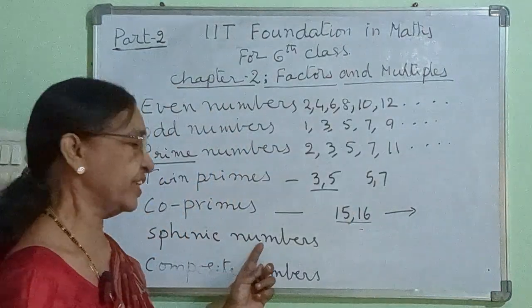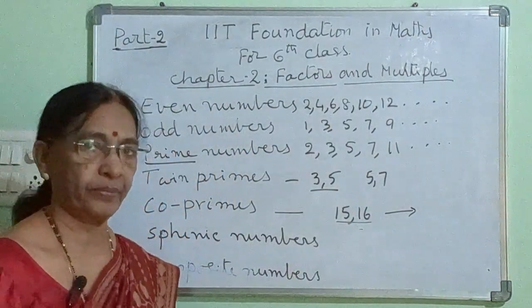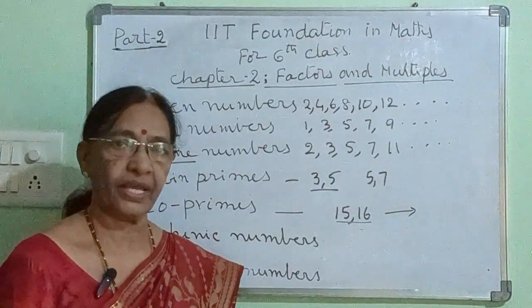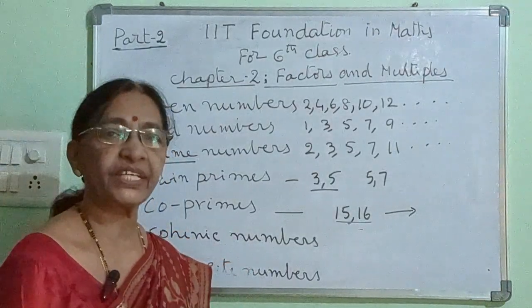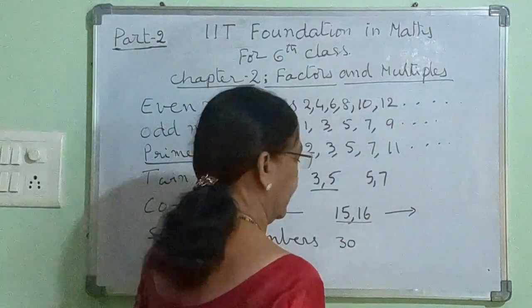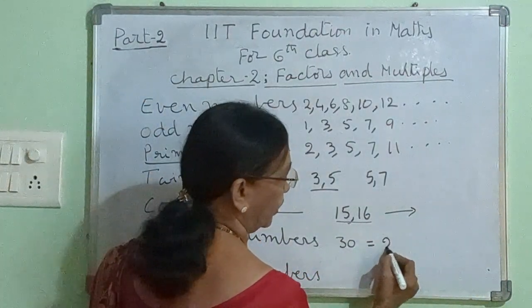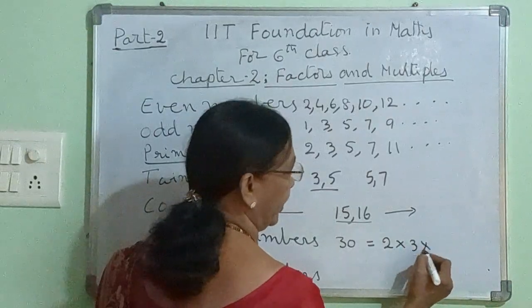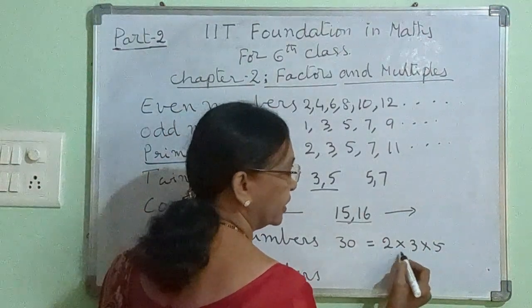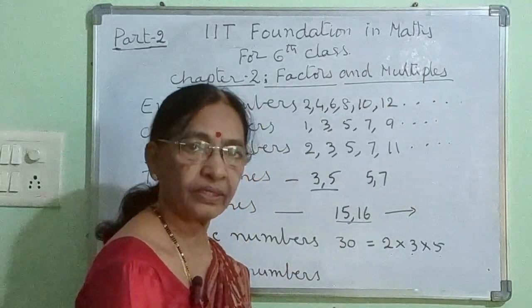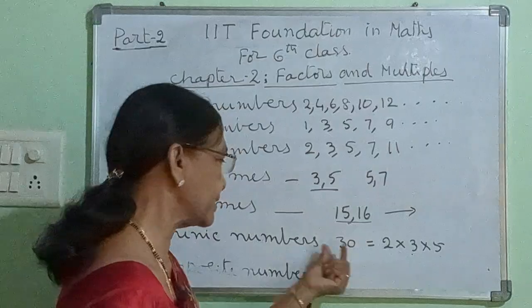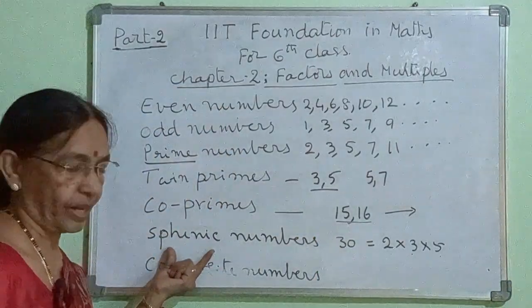Next, sphenic numbers. Sphenic numbers are the natural numbers which can be written as a product of three distinct prime numbers. For example, 30. 30 can be written as a product of 2 into 3 into 5. 2 threes are 6, 6 fives are 30. So these three are distinct prime numbers, and the product is 30. Such numbers are called sphenic numbers.